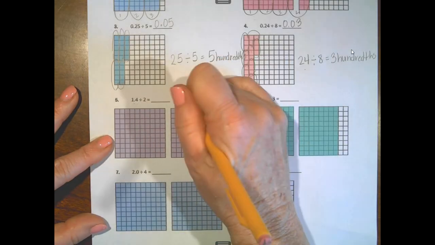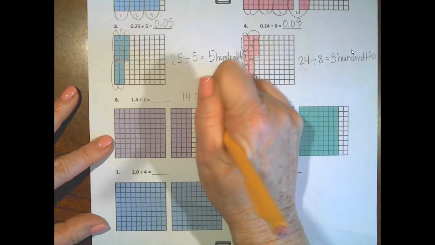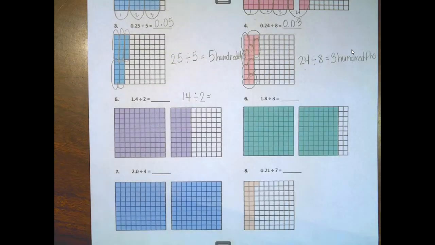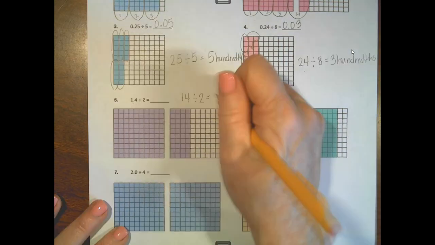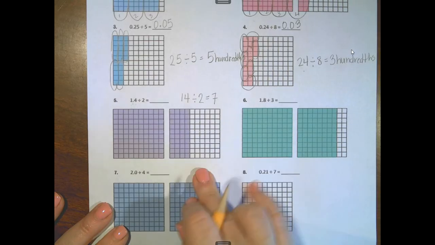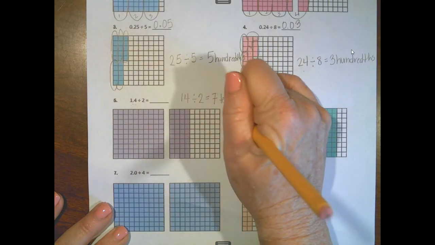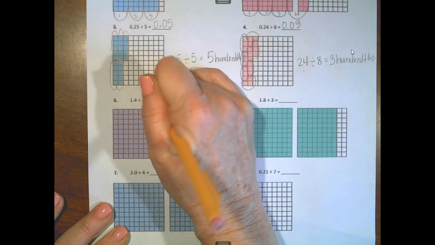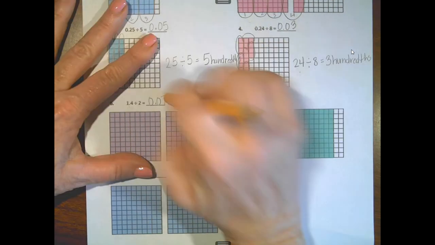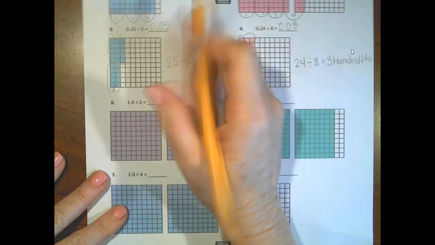So 14 tenths divided into 2 equal groups. So knowing my basic fact, 14 divided by 2 equals 7 is going to help me, and I'm splitting up 14 tenths, so my answer is going to be 7 tenths. All right, let's check it. Oops. Let's check it out, 7 tenths.